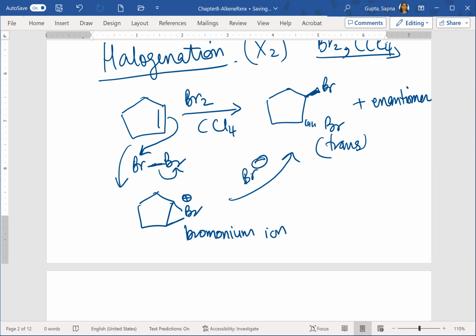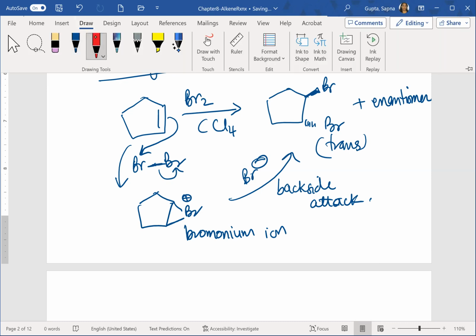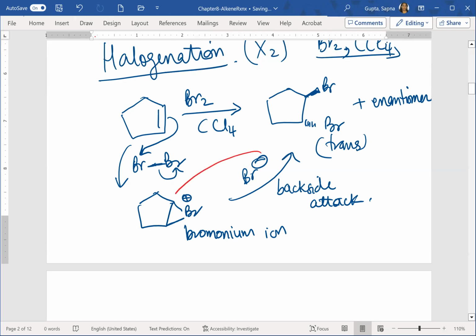And now imagine having a cyclic compound where you have a three-membered ring sticking out of it. Okay, so you're going to have a little bit of steric hindrance. And because of that steric hindrance, the bromide that is coming in is going to have a backside attack. So which means that, I mean, it's very hard for me to draw it, but it is coming from behind, and then this will open up.